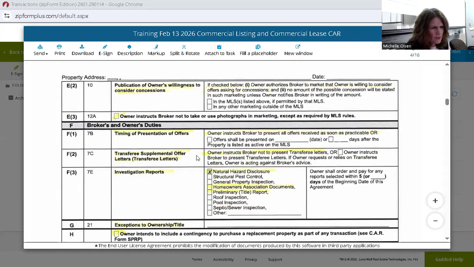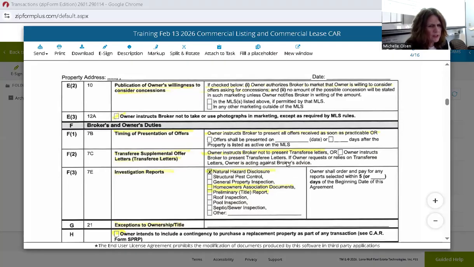So offer letters: the owner instructs the broker not to present the offer letters, meaning those letters that talk about family and maybe show pictures, because we don't want any implication that somebody swung their decision one way or the other due to something they saw in that letter. So the owner can instruct you to present it, but we recommend that they don't. So it defaults that you're not presenting those letters.